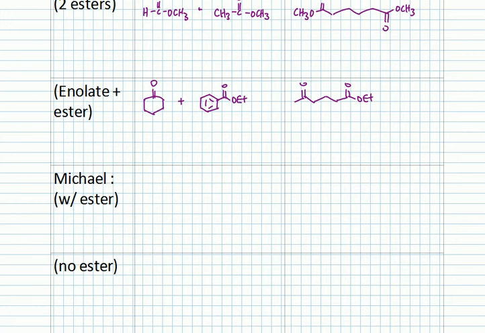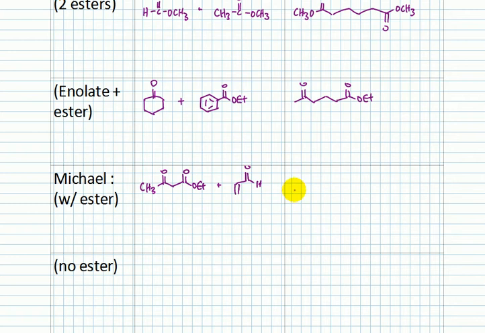Let's do a Michael reaction with an ester. So here is ethyl acetoacetate. React that with our enone, 2-propenal. That'll give a nice Michael reaction.